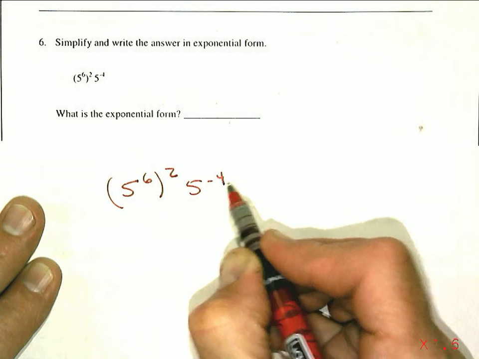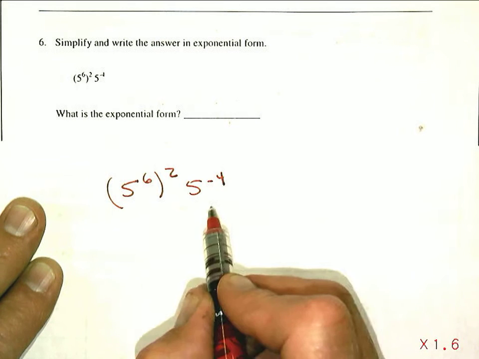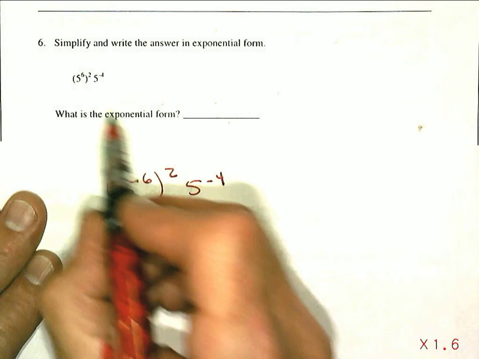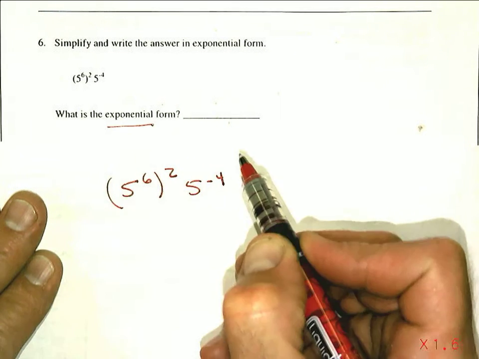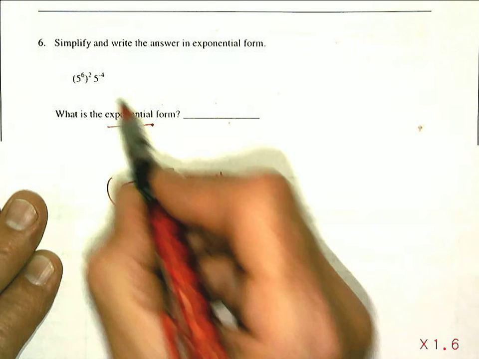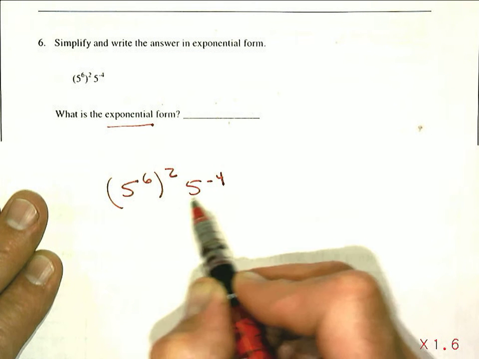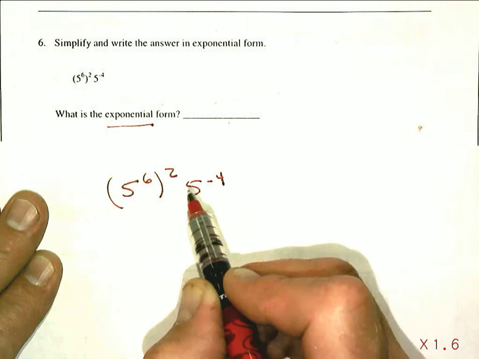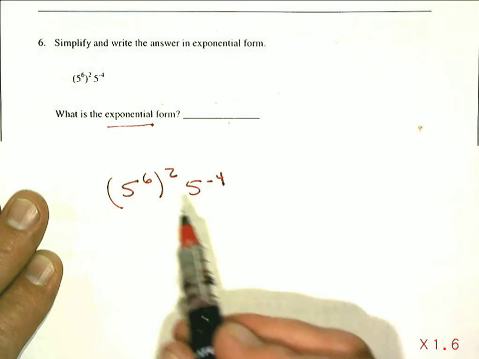Now some of you may be tempted to just put those numbers in your calculator and get an answer, but the question is not asking you to do that. It's asking you to rewrite this in exponential form. And so we want to simplify it. In other words, we want to get rid of parentheses, make this as simple as possible, and then leave it in exponential form. So you have to understand what this means.